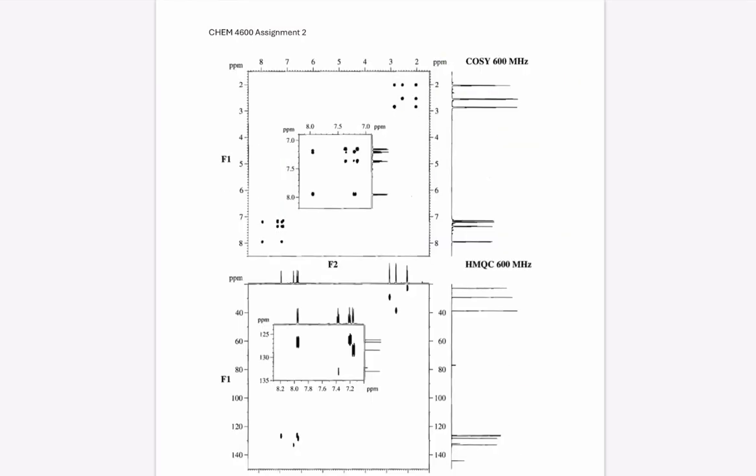Okay, here is our COSY and HMQC. Let's first draw the structure, the proposed structure. So here is our proposed structure, and I also wanted to show the hydrogen. For now, I'm just going to show only one hydrogen, but remember each of these carbons is going to have two hydrogens. And then on the benzene ring, there is only one hydrogen.